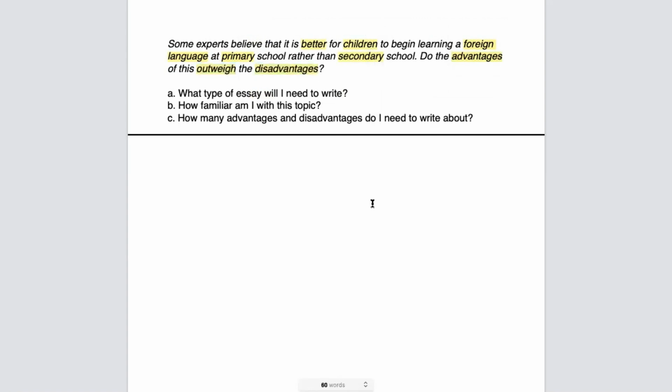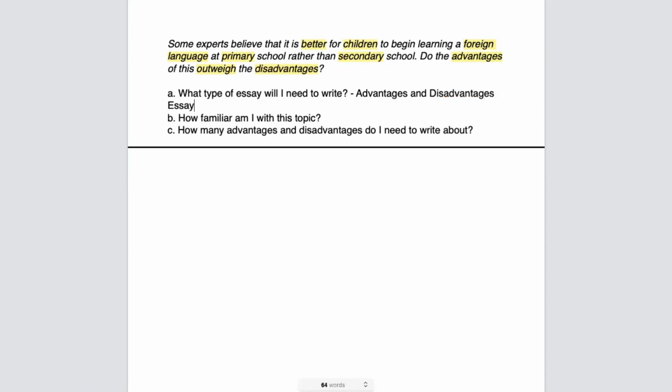Okay, so what type of essay will I need to write? This is very clearly an advantages and disadvantages essay. However, keep in mind that we've just looked at the 3 different question types and the 3 different outlines. So I'm going to say that this is outline B, because the question is, do the advantages of this outweigh the disadvantages? So I know that I'm going to have to talk about a stronger side and a weaker side.